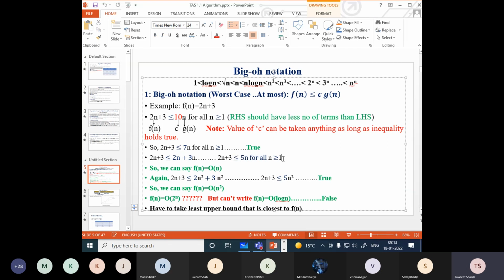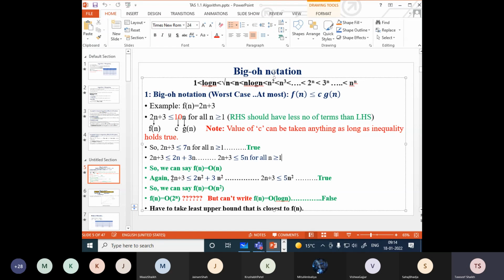When I put n equal to 2, it will become 2 into 2 means 4 plus 3 equal to 7. And on the right hand side, it will become 5 into 2 means 10. So 10 is greater than or equal to 2n plus 3. So this condition will always be true. So I can say this is also big O of n. So what I saw here is that we can say f of n is big O of n in all the three expressions.